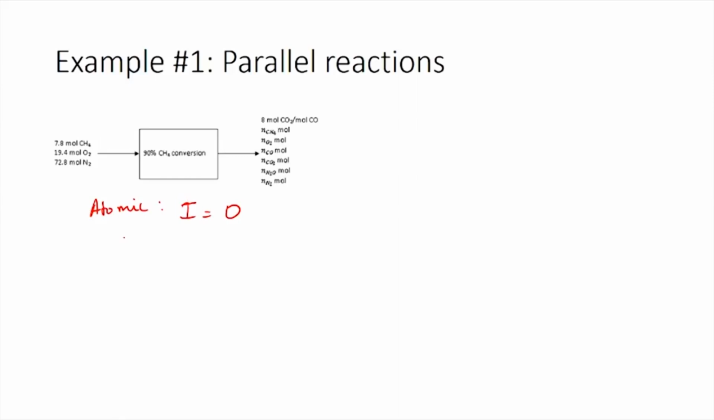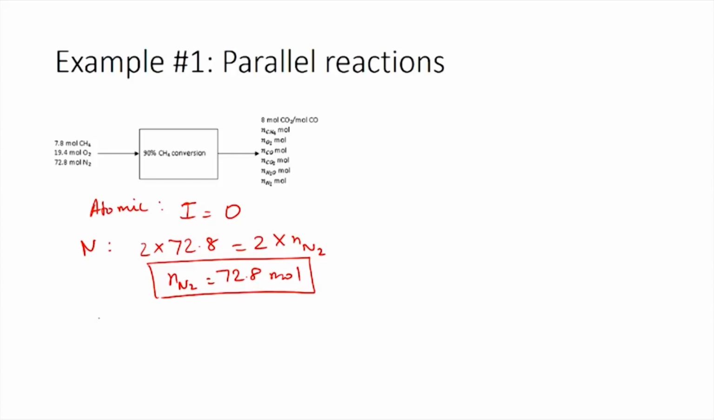Let us start writing the atomic species balances for nitrogen. So, nitrogen balance would be 2 atoms of nitrogen entering with each molecule of N2, thereby giving an input of 2 times 72.8, and the output would also be 2 times NN2, because you have 2 atoms of nitrogen leaving in the form of nitrogen molecules. So, your NN2 is equal to 72.8 moles.